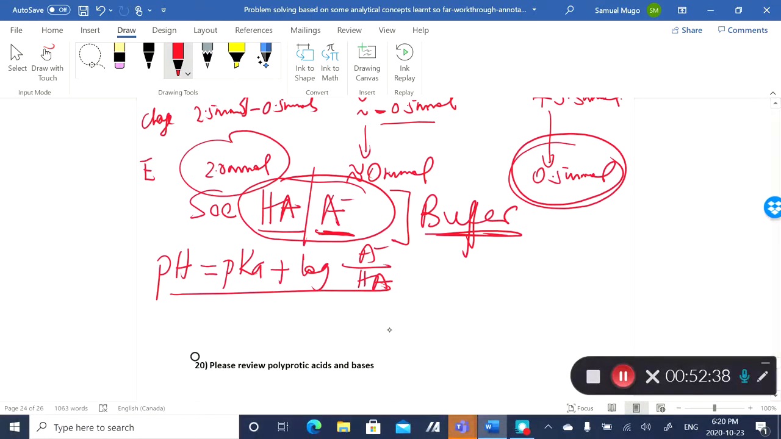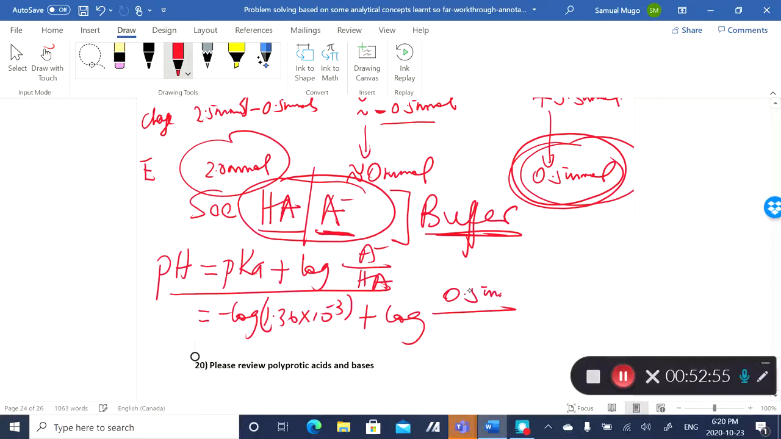And now what you need to do is just substitute the constants here. The Ka is known, 1.36 times 10 to the power minus 3, and you've just calculated the amount of the base, which is 0.5 millimoles, and you have the amount of acid, 2.0 millimoles. And when you solve that problem, you're going to see the pH equals 2.26.